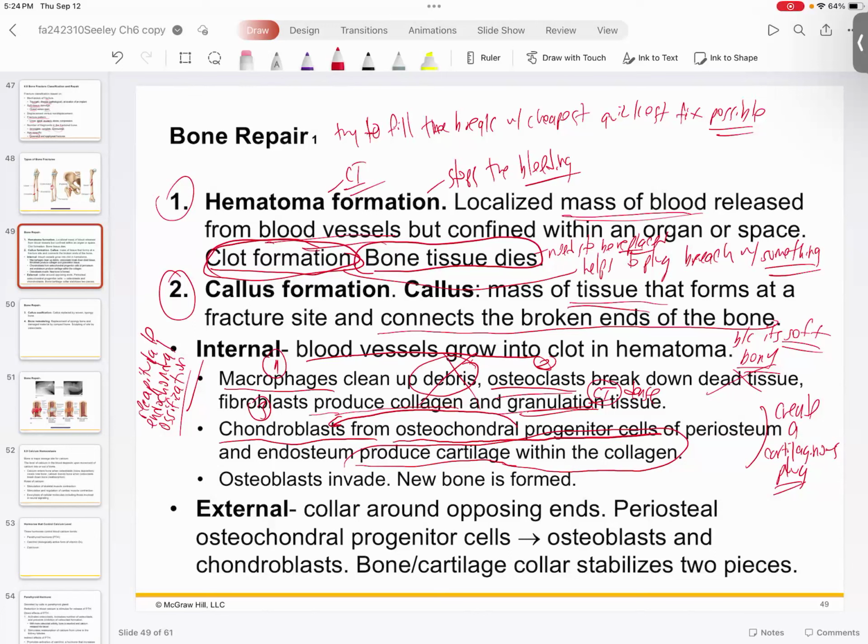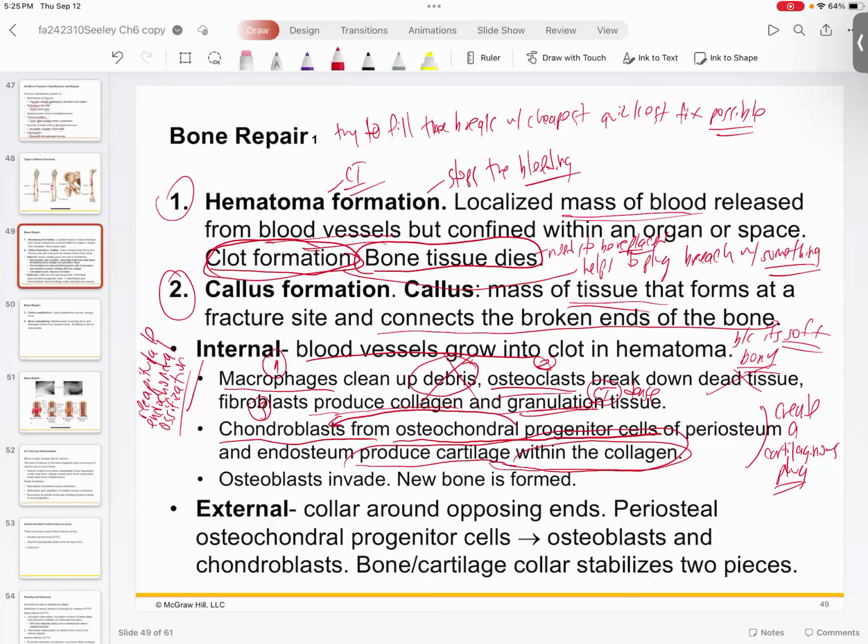And because it's able to grow into the clot, it's able to deliver macrophages, osteoclasts, and fibroblasts. Well, the osteoclasts are coming from the osteochondral progenitor cells, but there's certainly fibroblasts and macrophages. So once you get the combination of the macrophage activity, the osteoclastic activity, the fibroblast activity, then the osteochondral progenitor cells, pretty much at the same time, are basically differentiating into chondroblasts, which then start to produce this cartilage within that collagenous matrix that's being laid down by the fibroblasts.